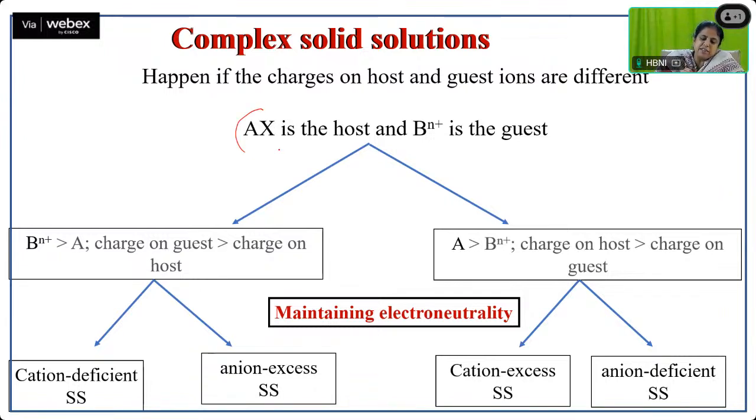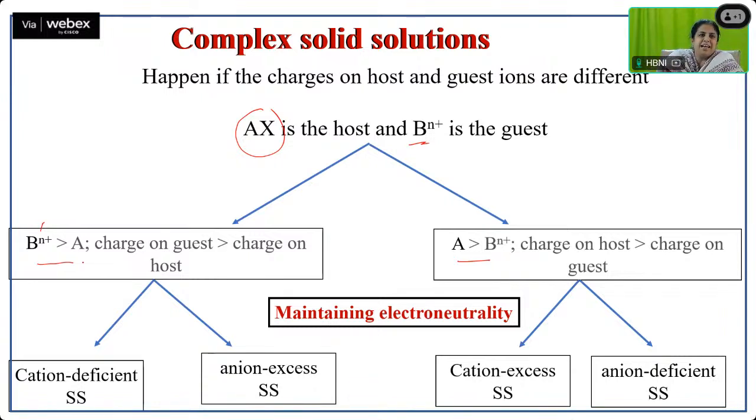Now let us take examples. Let's say AX is the host, and Bn+ is the guest. There are two conditions: the charge on B is greater than A, or the charge on A is greater than B. There are only two conditions that can happen. If they are similar, then we go into the regime of simple solid solution.